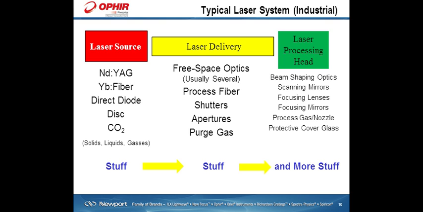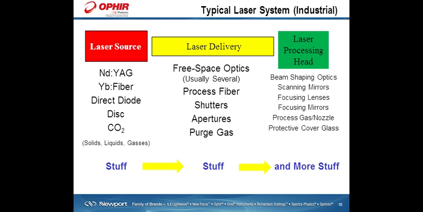Once you've got the laser light, that magic that's happened, you've got to deliver that beam to something. This is usually done with free space optics, and in these systems there are usually several free space optics directing the beam to where it needs to go. You can also deliver it using a process fiber. There are going to be shutters, apertures, and purge gas in the beam delivery system.